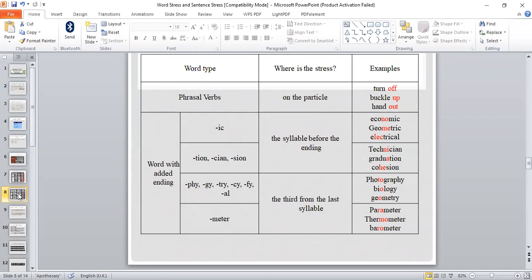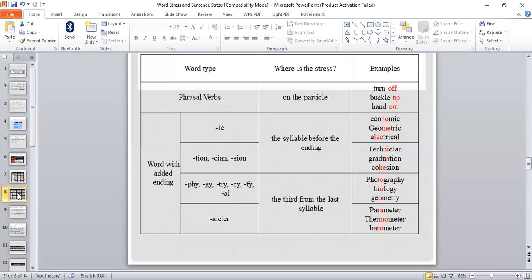So a phrasal verb will have a verb and a preposition. When you are using that formation, you use it as one verb. So if you are to stress a phrasal verb, the stress is placed on the preposition. That is why you have it as you have it in turn off, buckle up, and out. Now you realize that the stress is placed on the prepositions that we have in the formation.